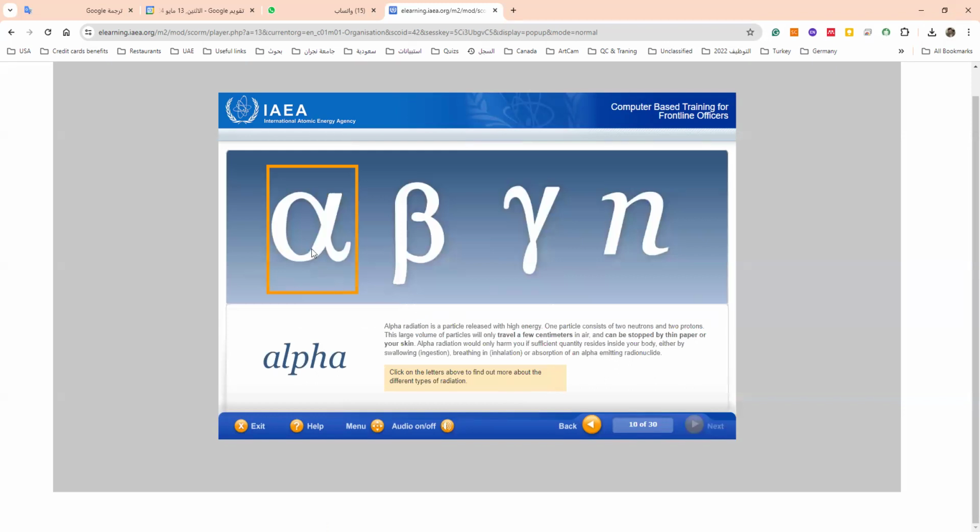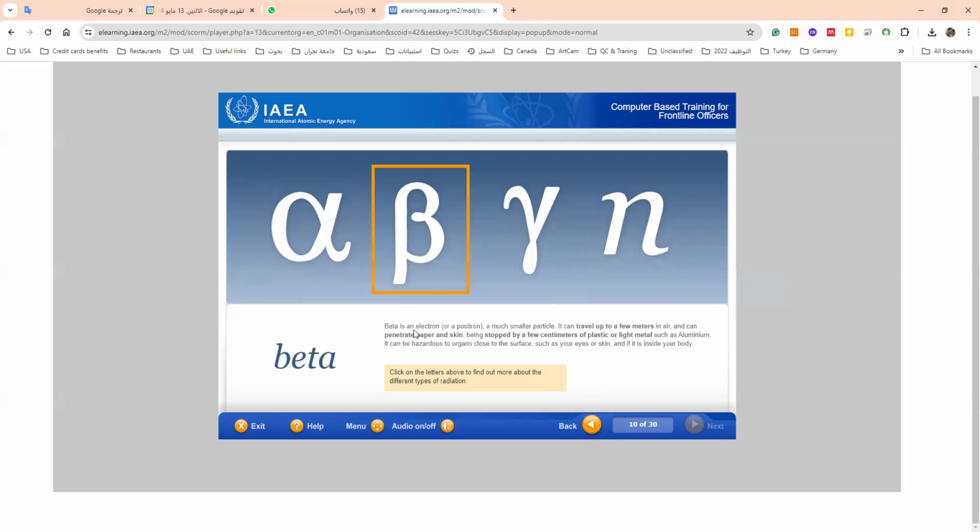Let's take a look at the properties of each one. Let's start with alpha. Alpha is a particle with high energy. One particle consists of two neutrons and two protons. This large particle will only travel a few centimeters in air and can be stopped by thin paper or your skin. Alpha radiation would only harm you if a sufficient quantity resides inside your body, either by swallowing, breathing, or absorption.